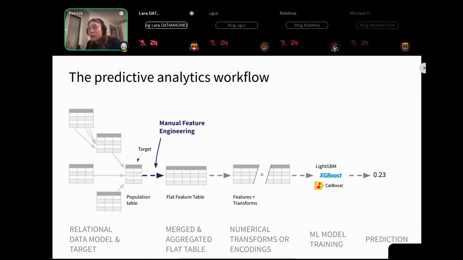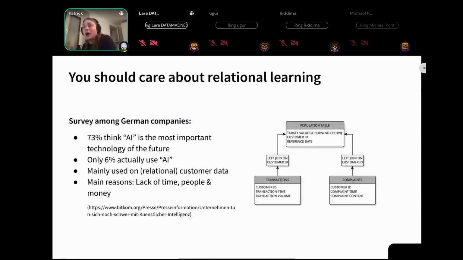So I would assume that most of the people who are listening to me are data scientists. If you really care about data science, if you want to have an impact with your data science, if you want to make data science and machine learning accessible to companies and organizations who otherwise would not have access to it, you should really care about relational learning, because this is what is going to help you really make a difference with your machine learning skills.